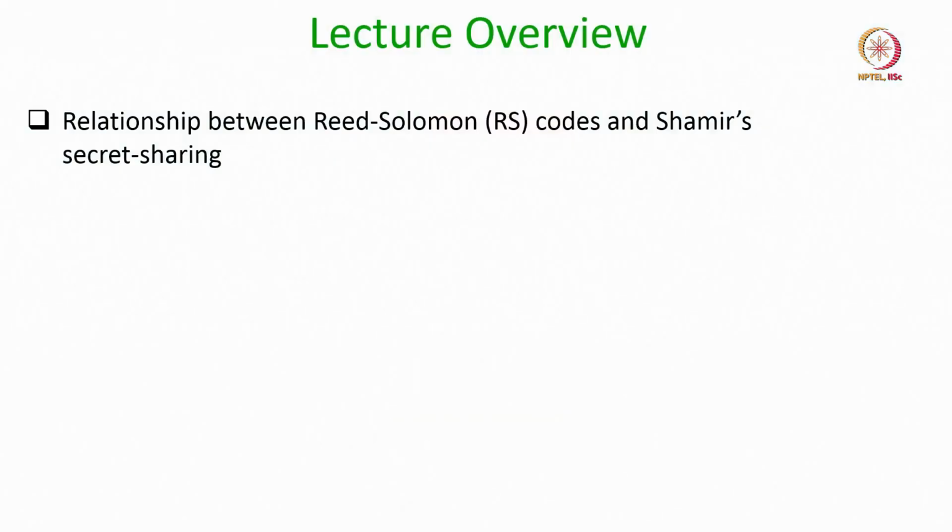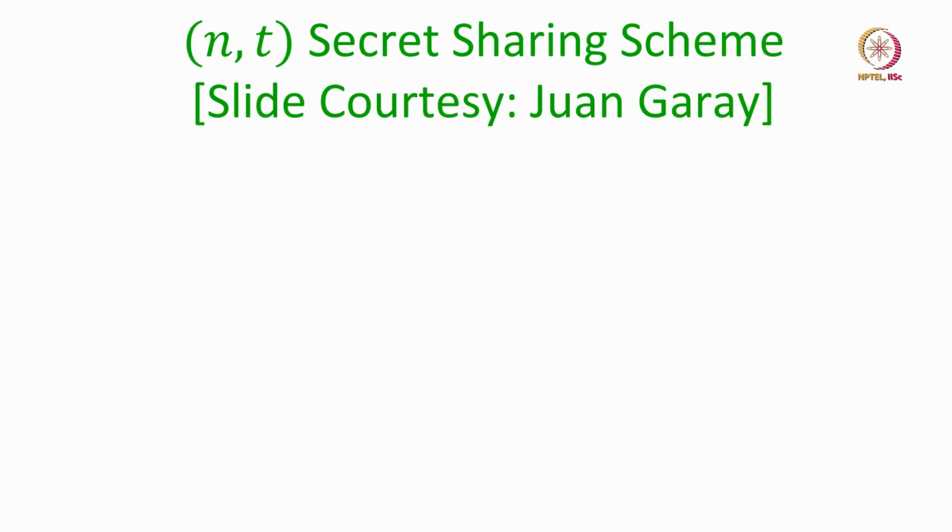So, we will continue our discussion regarding polynomials over a field. Specifically in this lecture, we will see a very nice relationship between Reed-Solomon codes which we had discussed earlier and another fundamental primitive in distributed cryptography, namely Shamir secret sharing.